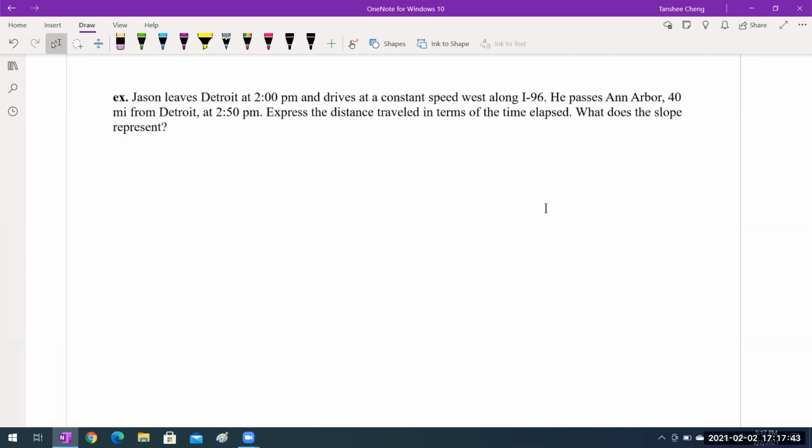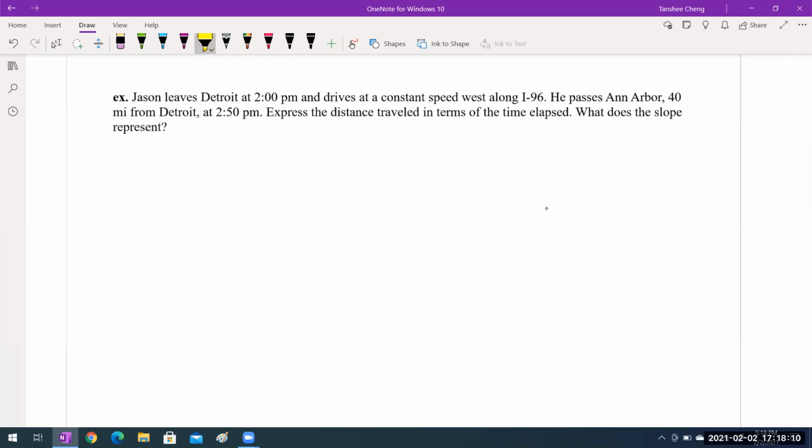In the example, Johnson leaves Detroit at 2 p.m. and drives at a constant speed west along I-96. He passes Ann Arbor, 40 miles from Detroit, at 2:50 p.m. Express the distance traveled in terms of the time elapsed. What does the slope represent?